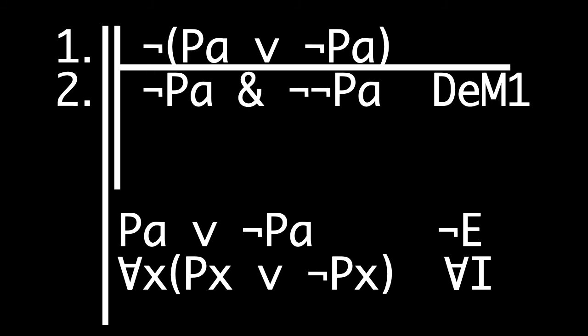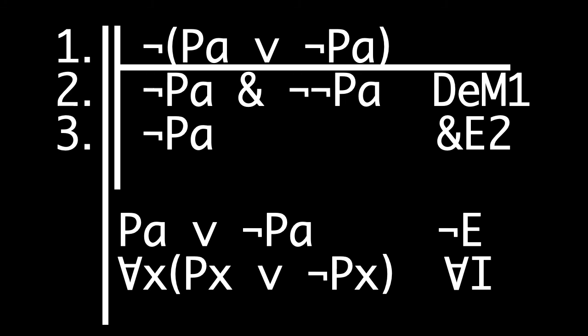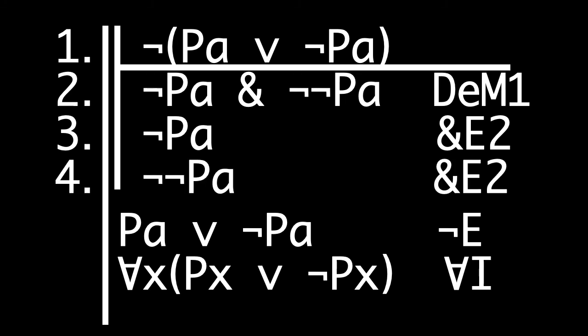Conjunction elimination lets us write down either conjunct. We can write down not PA by and elimination on line 2. We can write down not not PA by and elimination on line 2. So lines 3 and 4 are an explicit contradiction. There's a sentence, not PA, and it's followed by the negation of that very same sentence.